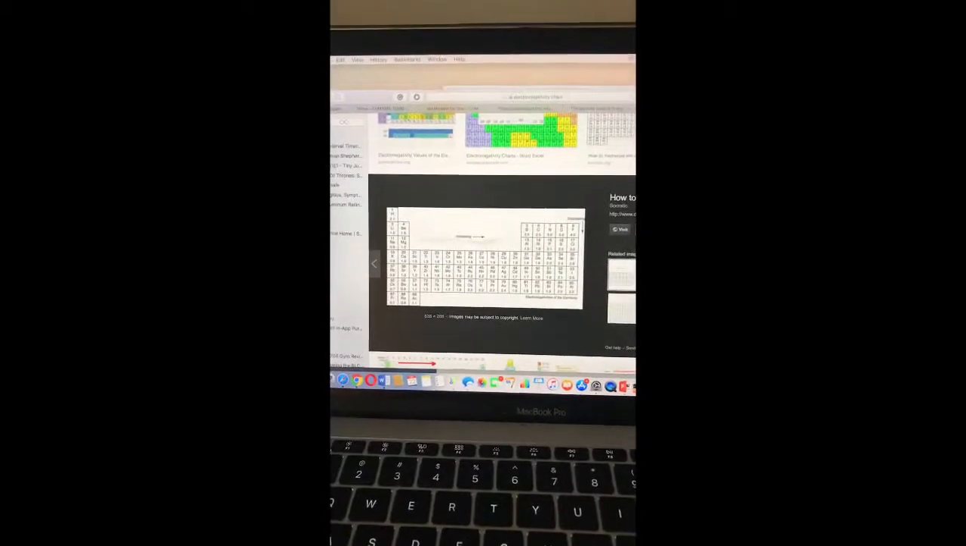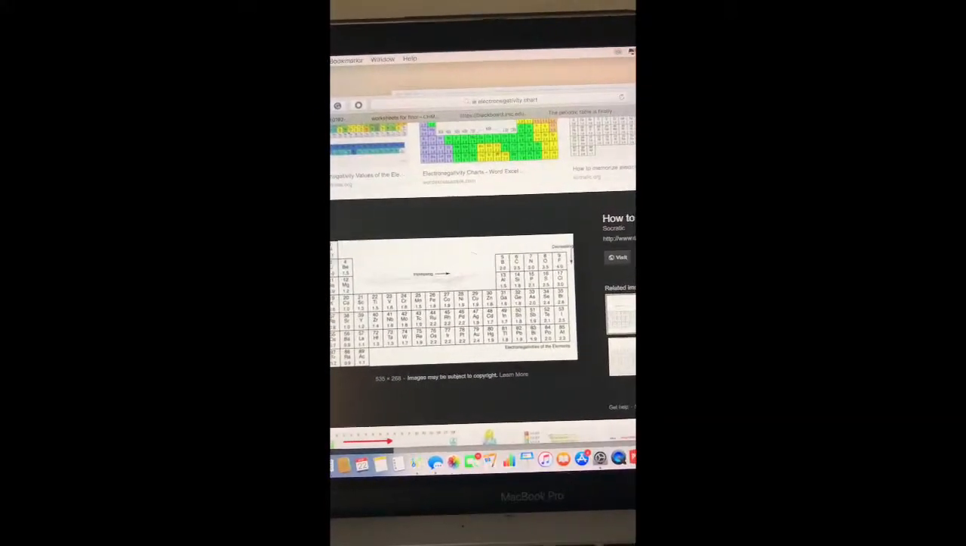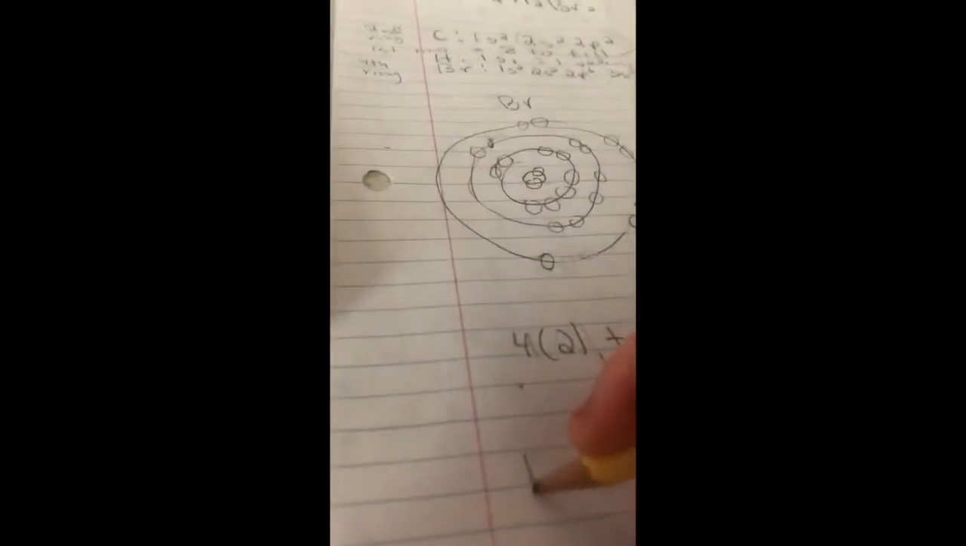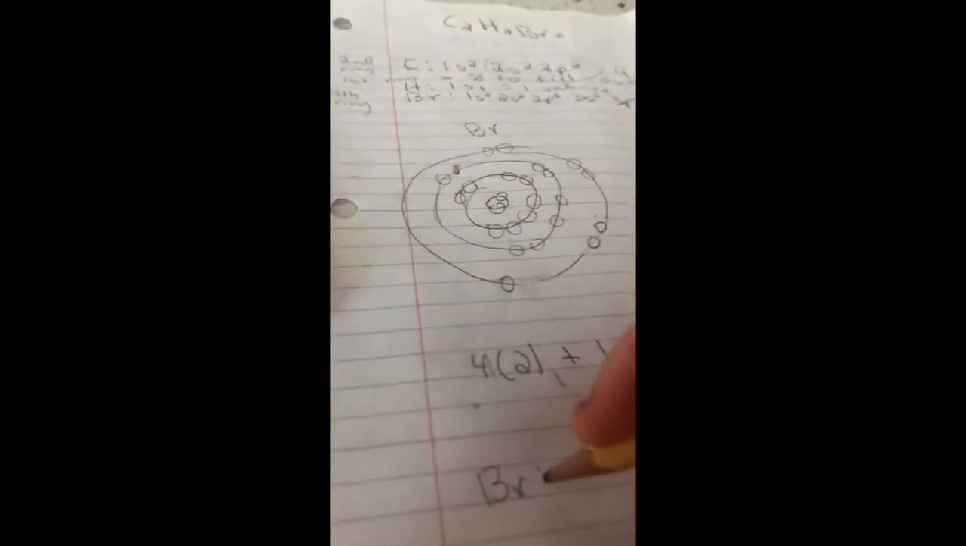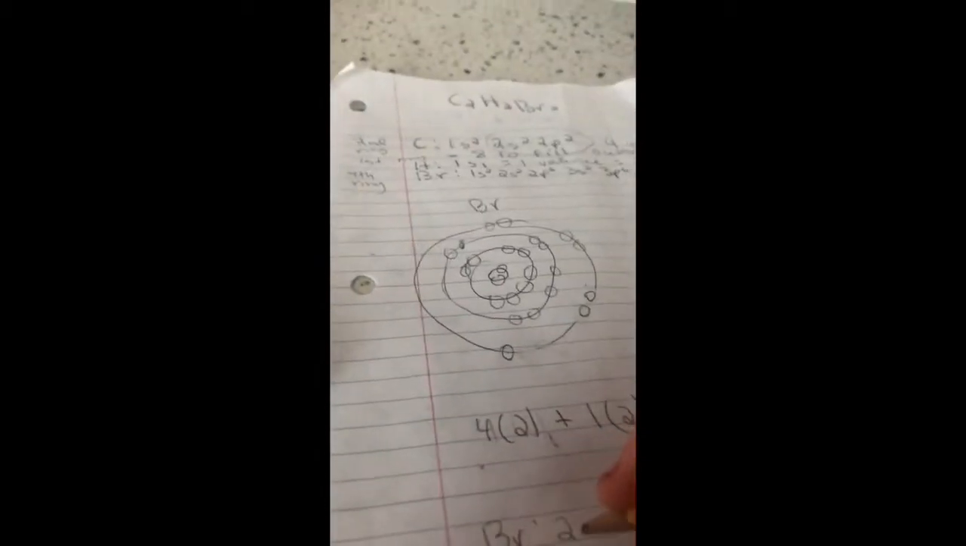I pulled up an electronegativity periodic table. Basically, it increases going right and decreases going down. So bromine will be our atom with the highest electronegativity. Bromine has a level of 2.8. We're going to need these later, trust me. 2.8.